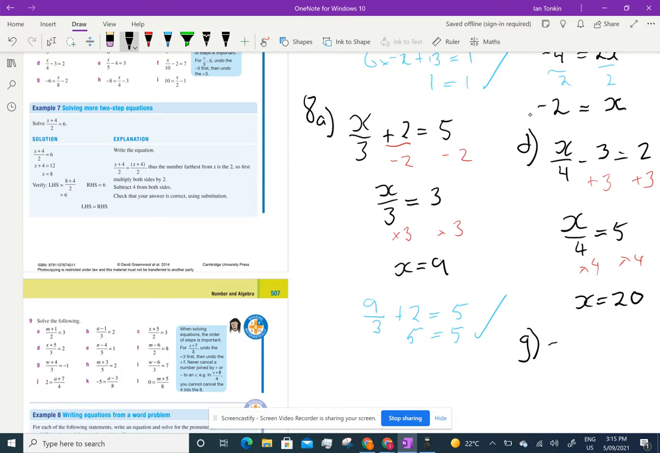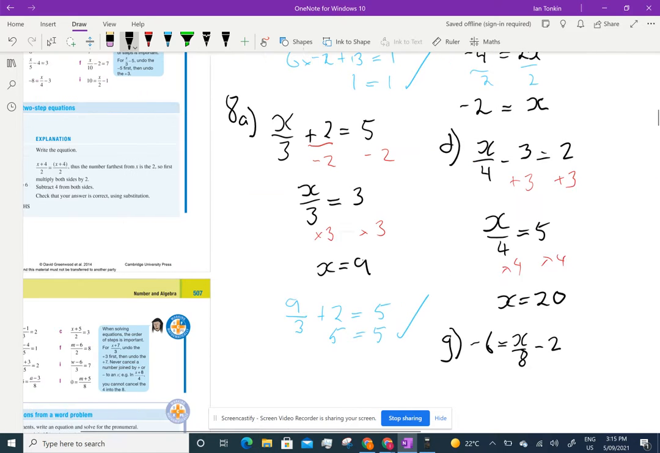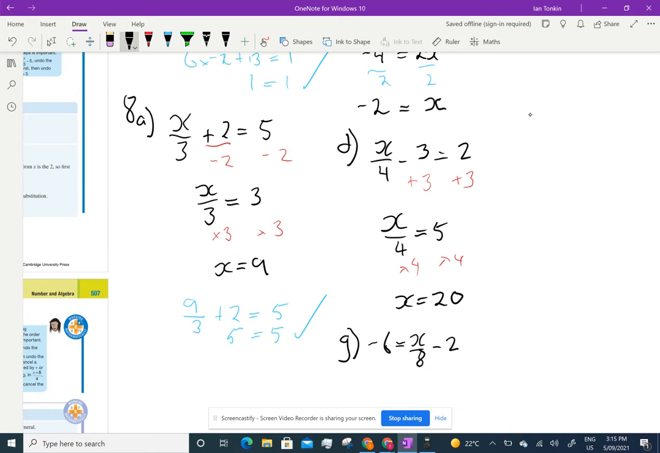Here's the last one in this question. Negative 6 equals x on 8 minus 2. Okay, again, you could write this as x on 8 minus 2 equals negative 6. If that makes it easier for you, and it does, just swap the things over to the other side. They're both equal. You can put them on either side of the equal sign. It doesn't matter where you do it.